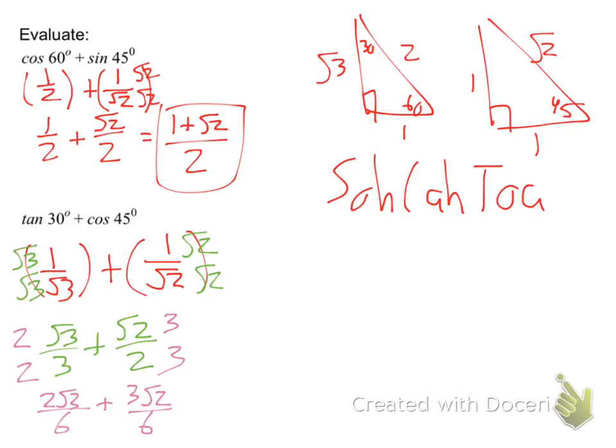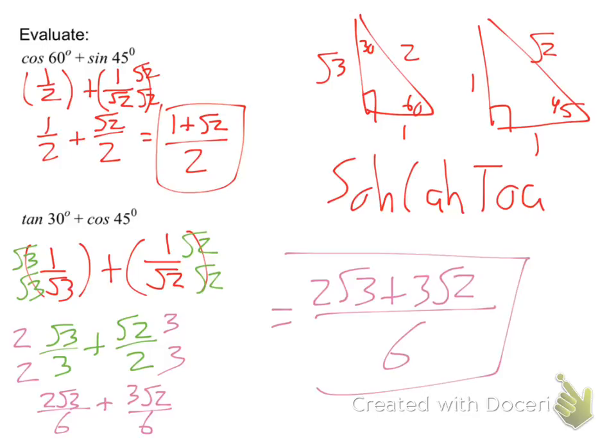Now I have a common denominator, so therefore, wait a minute, can I put those together on top? No, because they are not the same. And I end up with 2 square root 3 plus 3 square root 2 all over 6. At least it's over a common denominator, even though it does not look nice.